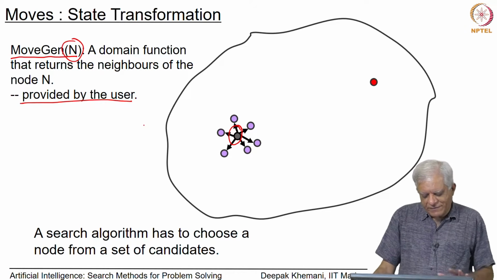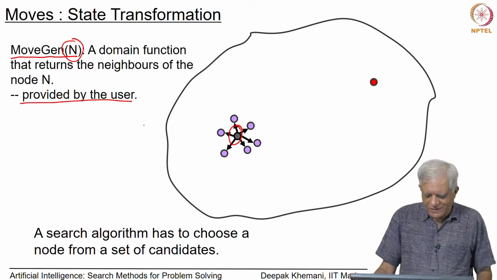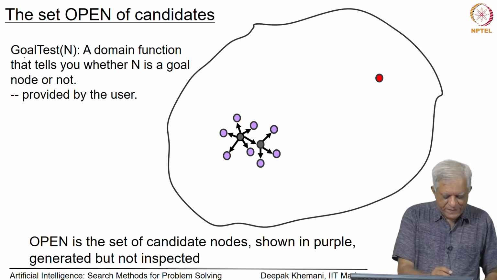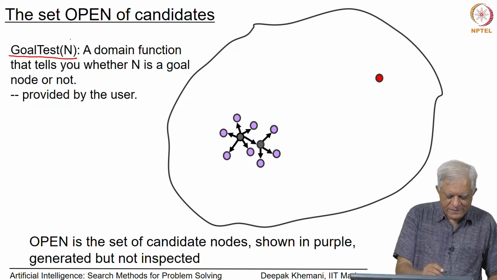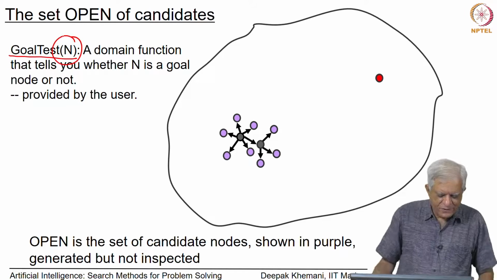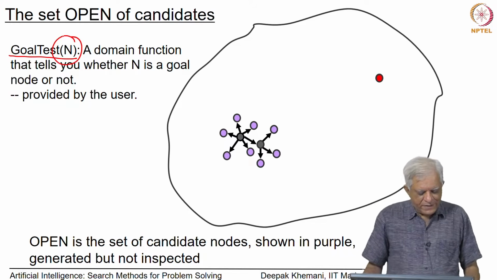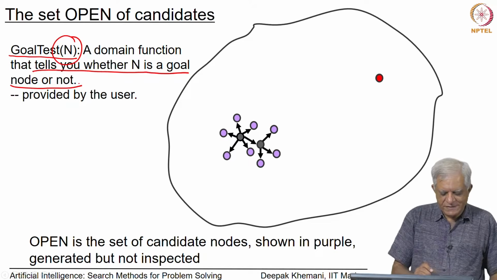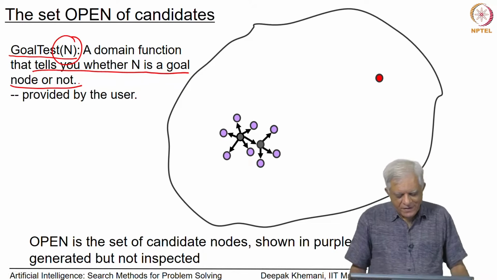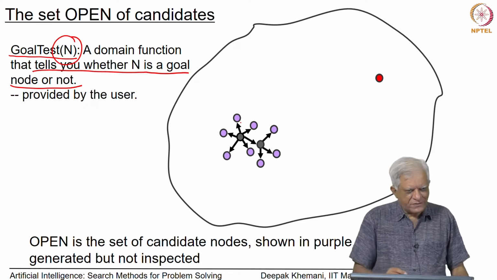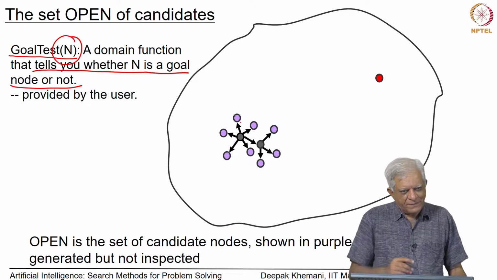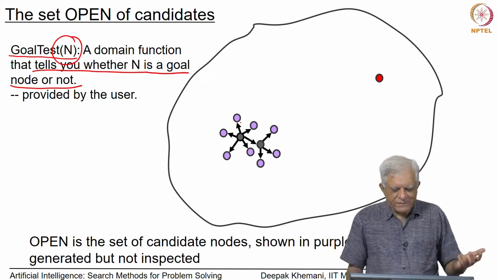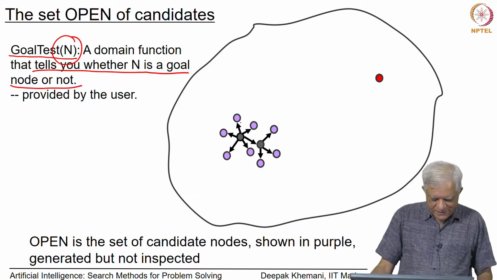Not only do we navigate this space, we keep generating the graph on the fly as we go along. The other function that we expect from the user is, we will call it a goal test function. What this function will do is take any node as input and tell you whether n is a goal node or not, essentially. So, we will search over this space and keep applying the goal test function, and eventually when we find that we are at the goal, then we can terminate.